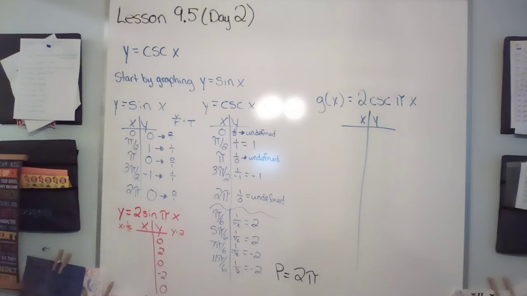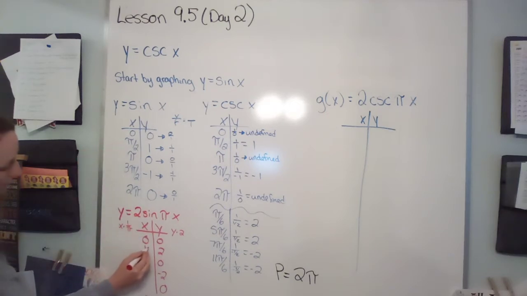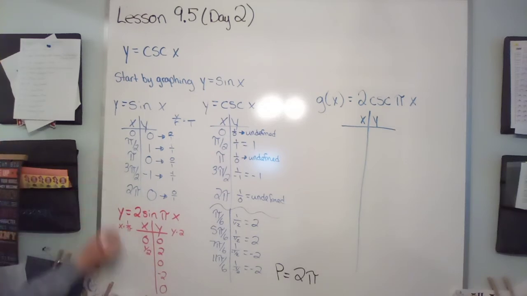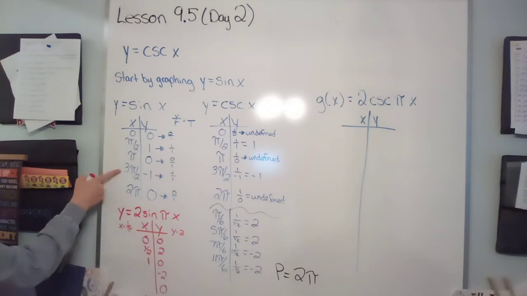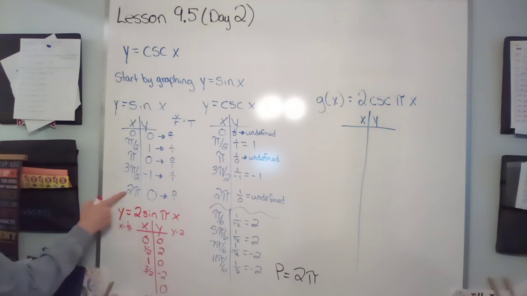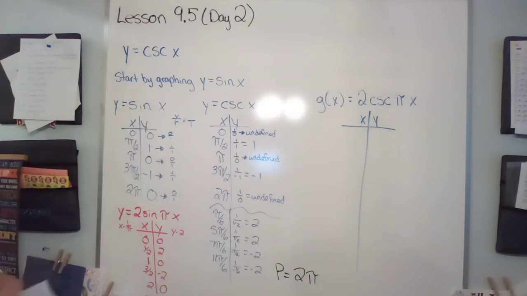Okay? And then all of my x's have to get multiplied by 1 over pi. So it's going to be 0, and then this times 1 over pi is going to be 1/2. And then this times 1 over pi is going to be 1. And this times 1 over pi is 3/2. And this times 1 over pi is going to be 2. All right, the reason we want this graph is because we're going to want to plot that graph in order to help us graph the cosecant one.